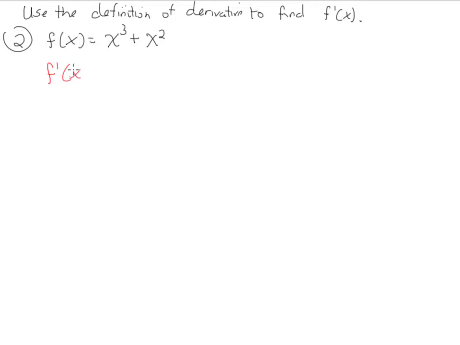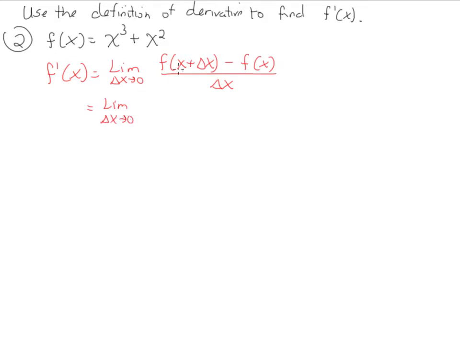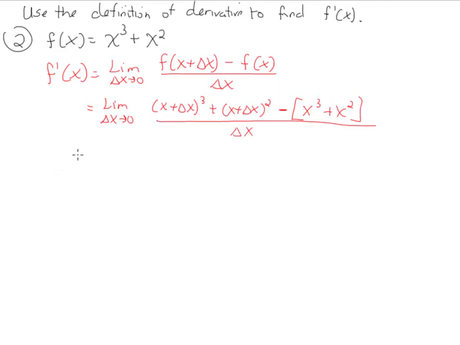Let's do a little bit more complex one. Let's find the derivative of x cubed plus x squared. So back to my formula, which is our limit definition of derivative. In my function f of x, I'm going to replace every x in that equation with x plus delta x. So I get the quantity x plus delta x cubed plus the quantity x plus delta x squared, minus, and the directions say now find f of x. So that's going to be x cubed plus x squared, quantity, divided by delta x.